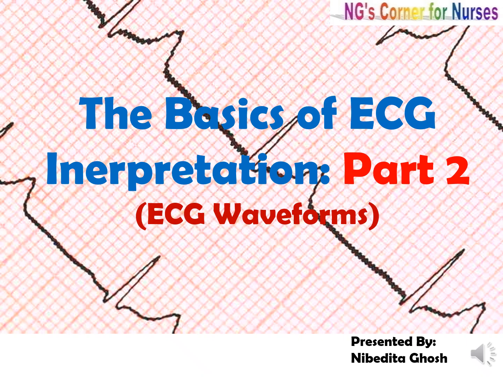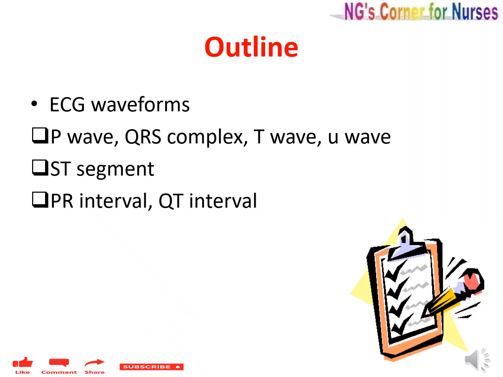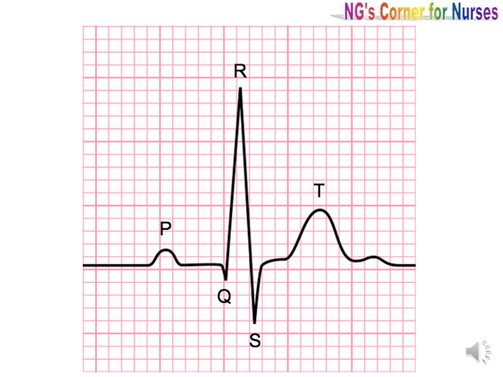In the first part of this series, we have covered the basic concept of ECG and the action potential in cardiac muscle. In this session, we will cover the ECG waveforms in detail. Let's start today's session. We know that the ECG records electrical impulses from the heart onto graph paper, and these electrical impulses are recorded as waves or deflections.